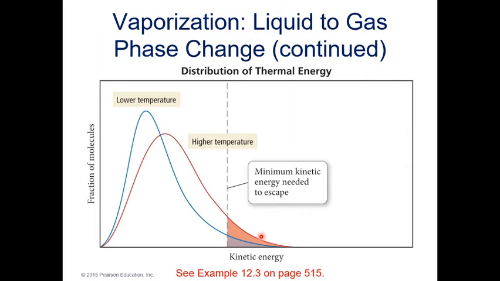So this is what's going on when we're vaporizing something, and we're not at the boiling point, okay? We're in the liquid phase. But here's my increasing kinetic energy on the x. Here's my fraction of molecules on the y. At a lower temperature, I have a small fraction of molecules with enough energy to escape into the gas phase. As temperature goes up, I have a higher distribution of kinetic energies, and a higher fraction of molecules will have enough energy to escape into the gas phase.